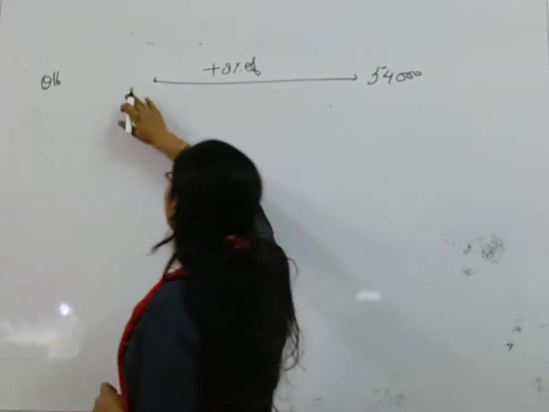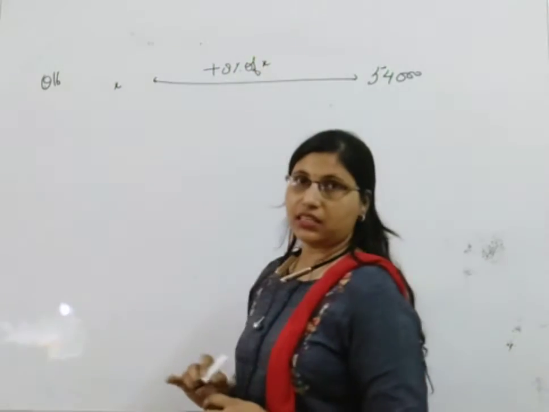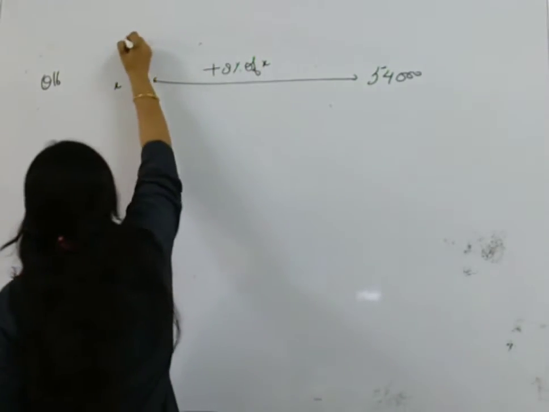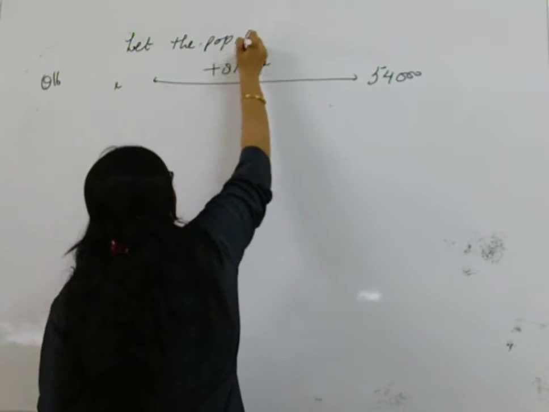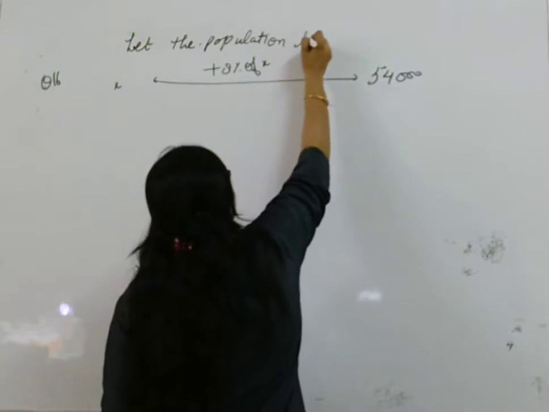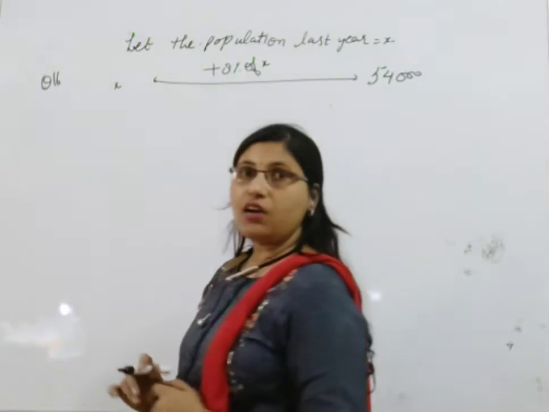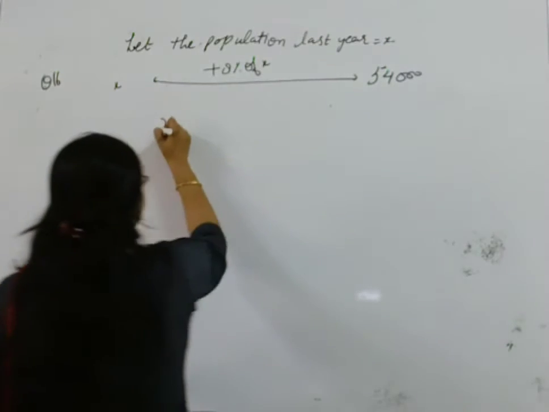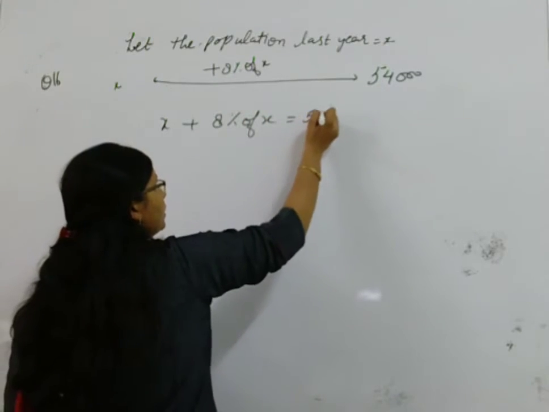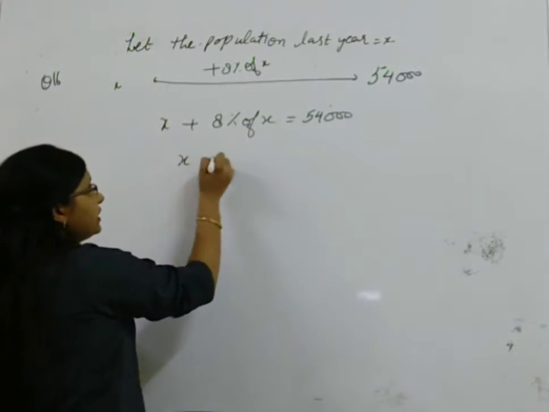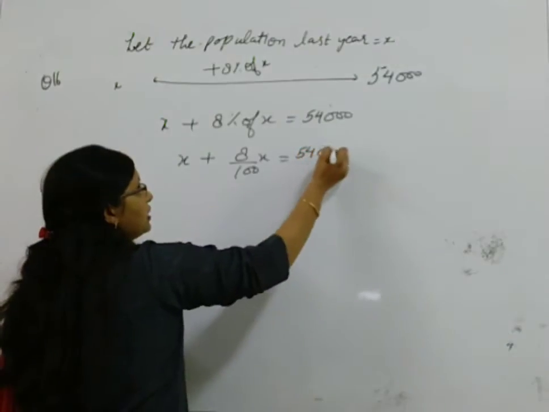Now, let us take it as x. So this value is 8% of x. First of all, we should mention what x is. Let the population last year be equal to x. Now we can frame the equation. So x plus 8% of x is equal to 54,000. So let us calculate: x plus 8 upon 100 x is equal to 54,000.